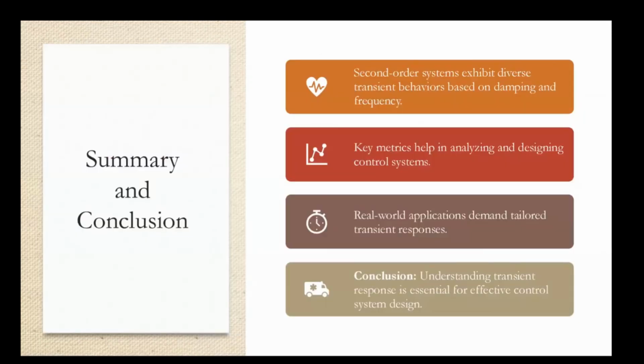Now to summarize, we have seen the second order system exhibits diverse transient behavior based on damping and frequency. The key metrics in analyzing and designing a control system are to determine this damping ratio and the natural frequency of oscillation. So we can satisfy the demand by adjusting this damping ratio and the natural frequency of oscillation. So understanding this response is essential for effective control system design. How we can design a controller, say a PI or PID controller, to satisfy our demands.